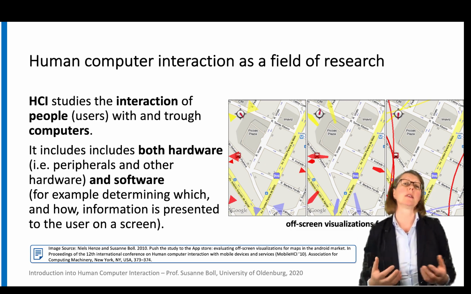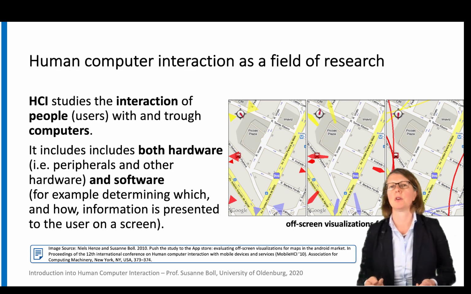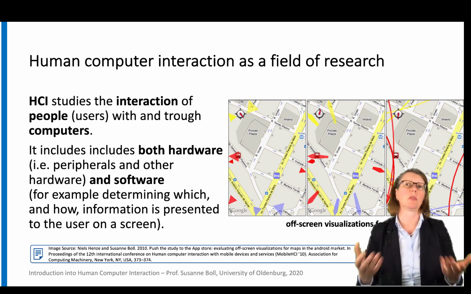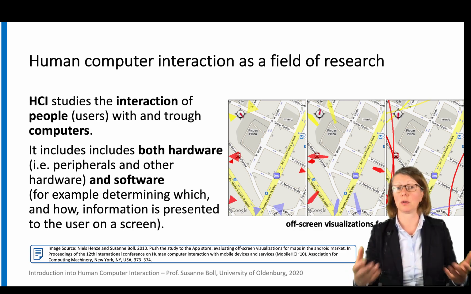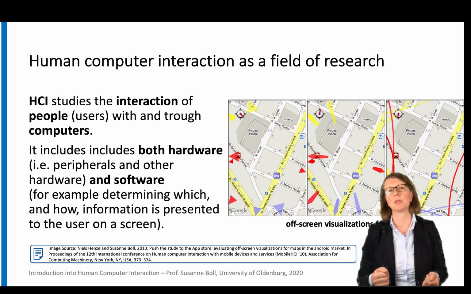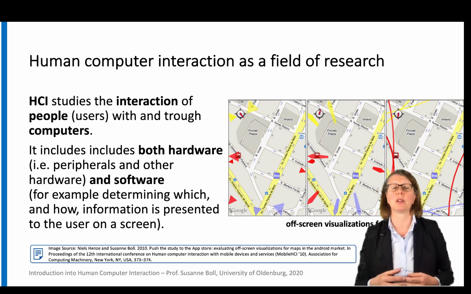So what identifies human-computer interaction? It is a field of research. We are studying the interaction of people, or users, with and through computers. That can involve the hardware and/or the software that is involved with that. On this slide, for example, you see a study in which 3 different visualization techniques have been compared.